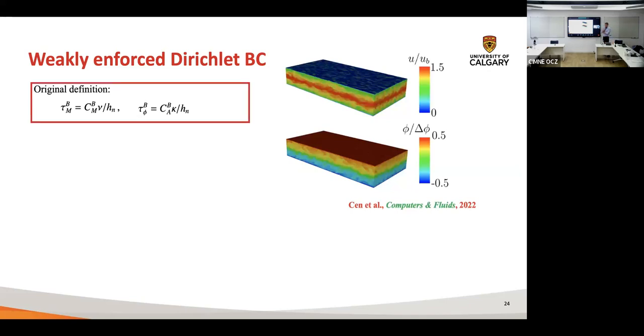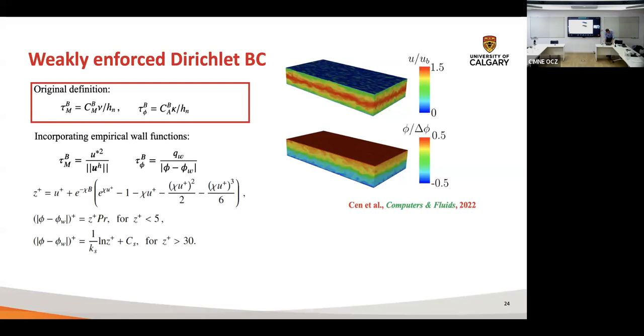A little bit more about the weak BC. You can use the original definition where the penalty term is defined in the following way. The constant is defined based on the inverse estimate, so you have the optimal range of values, and it's proportional to the properties and the mesh size. In most applications that works well. However, in some applications you are required to incorporate the actual wall model into your weak BC. This was shown by Professor Hughes and his colleagues back in the day, and we do have that as well.